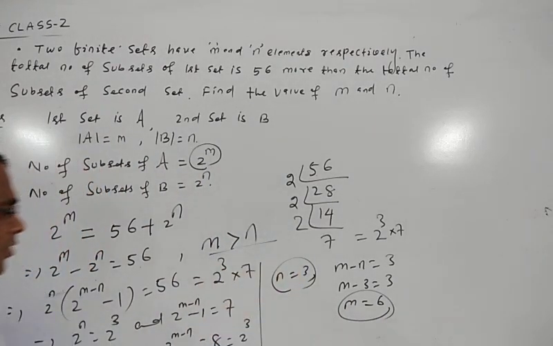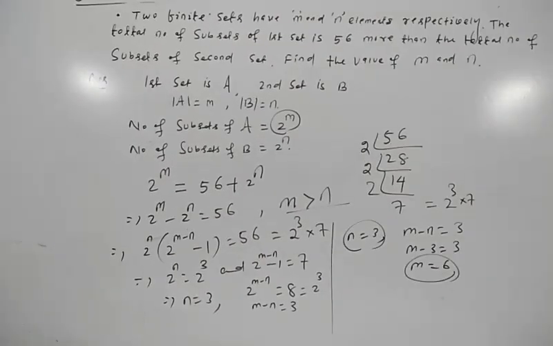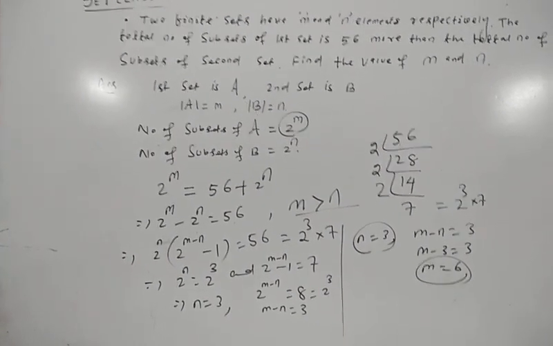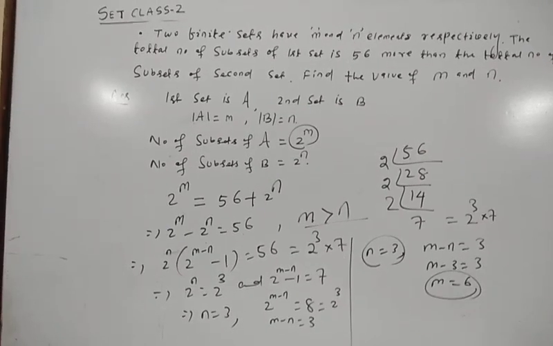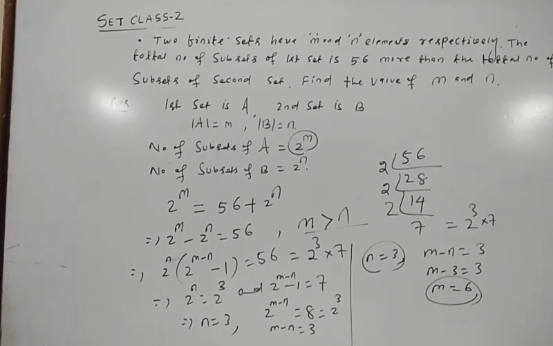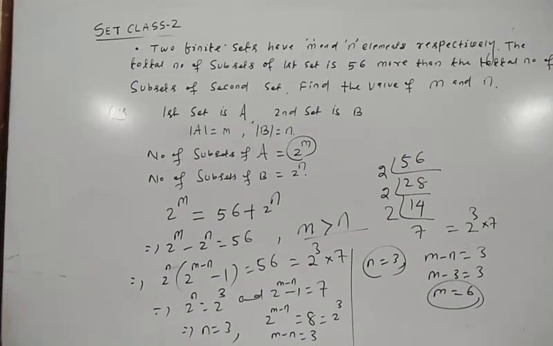We said m is greater than the value of n. So naturally the first set has 6 elements and the second set has 3 elements. Okay. So here 2 to the power n is equal to 2 cubed and 2 to the power m minus n minus 1 is equal to 7. So n is equal to 3 and m minus n is equal to 3. That means n is 3 and m is equal to 6.